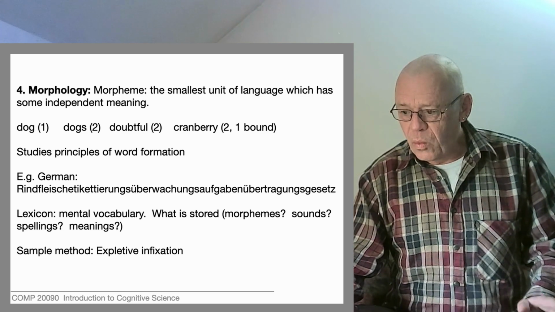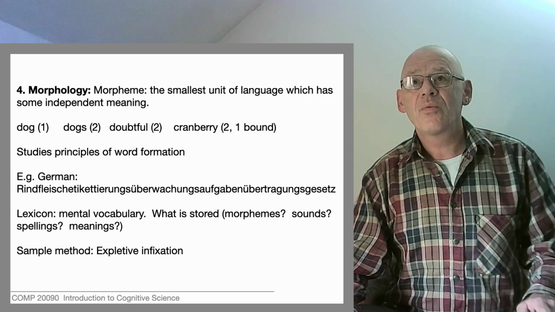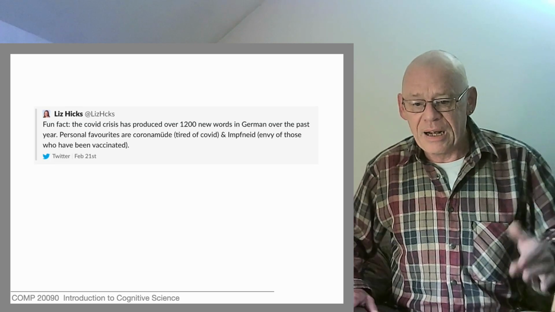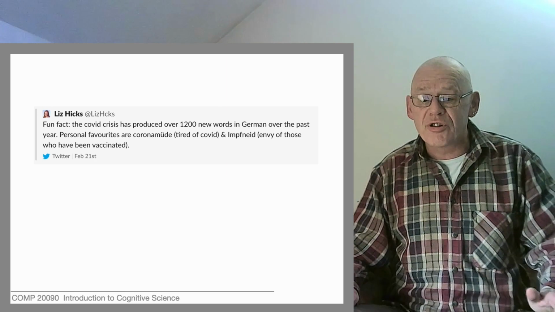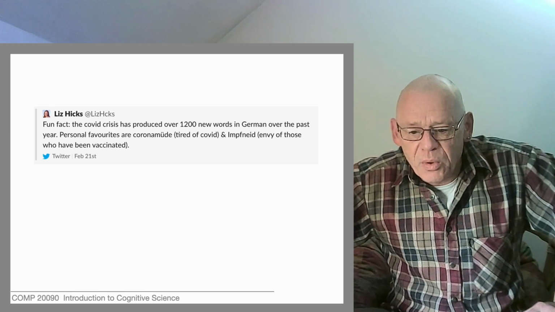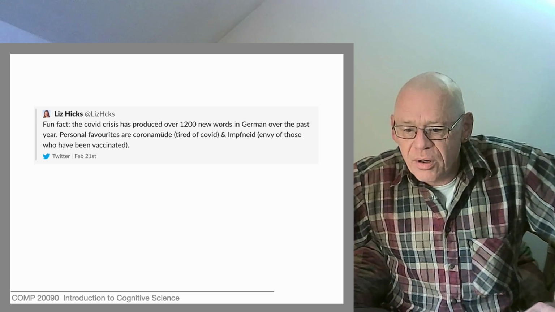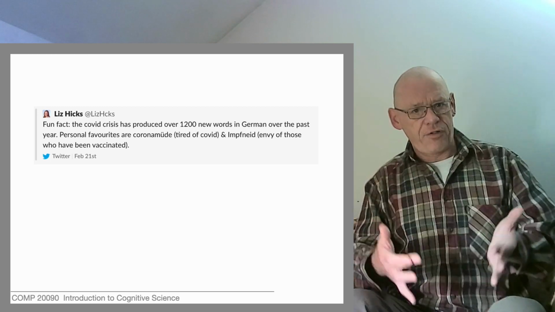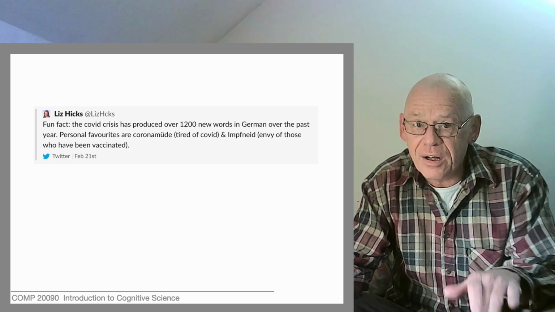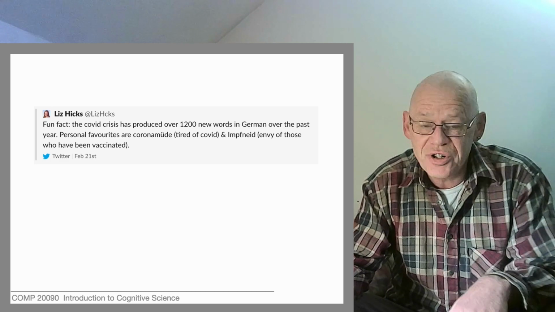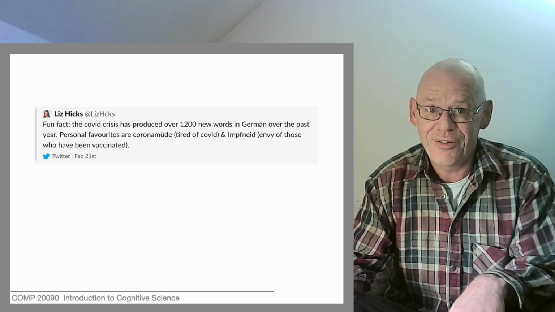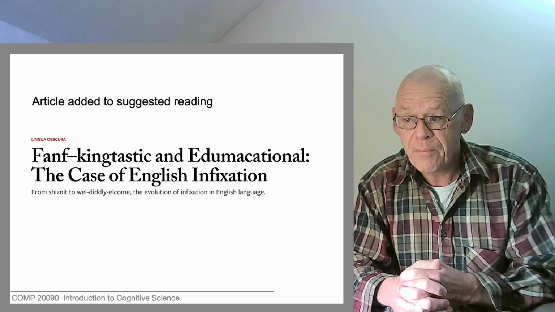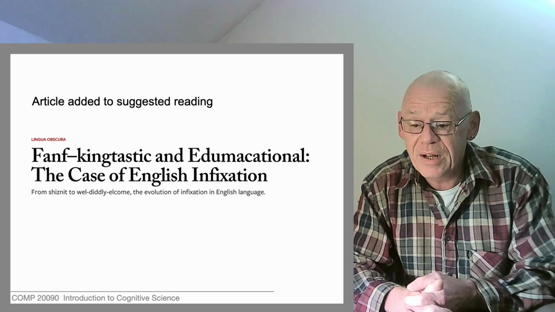So, one thing that happens in a language like German, where people are very free to invent words all the time, is something like COVID comes around. And apparently the COVID crisis produced over 1,200 new words in German. So words like Corona-müde, tired of COVID, or Impfneid, envy of those who have been vaccinated. English doesn't have that kind of productive use of new words. And I've added an article to the suggested reading for this week if you're interested in that strange instrument of expletive infixation, which goes into the fan-fucking-tastic and draws heavily on some creative use of words from The Simpsons. It's quite an entertaining article.